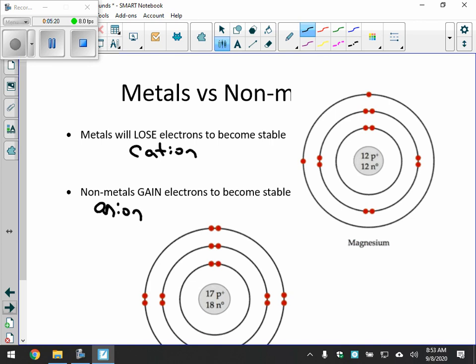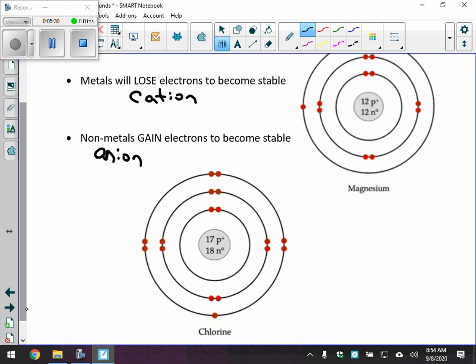Those are actually called anions, okay? So the nonmetals that gain electrons are also known as anions, okay? Good? Okay.